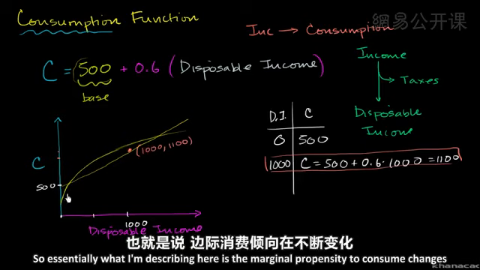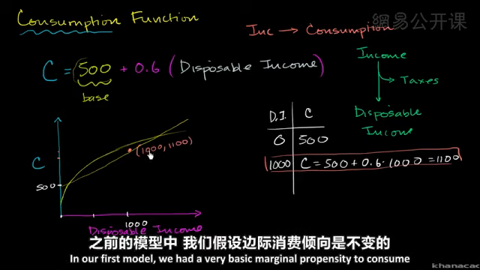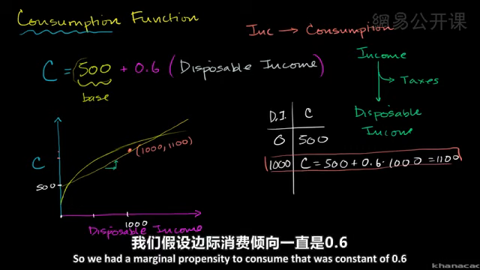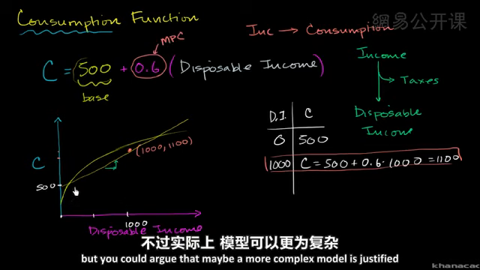So essentially what I'm describing here is a marginal propensity to consume that changes. In our first model, we had a very basic marginal propensity to consume. It was constant. For every incremental dollar, 0.6 of that got spent. So we had a marginal propensity to consume that was constant of 0.6. But you could argue that maybe a more complex model's justified.